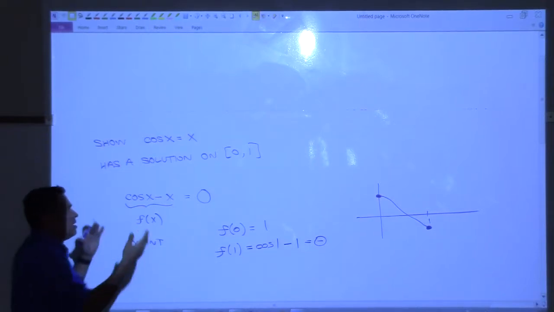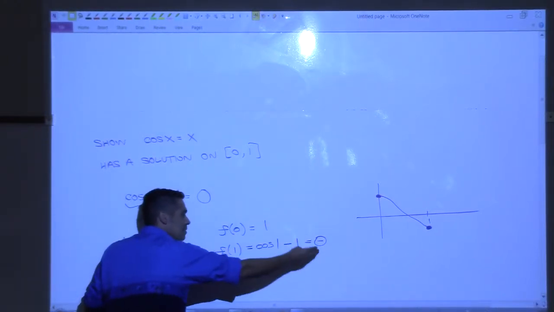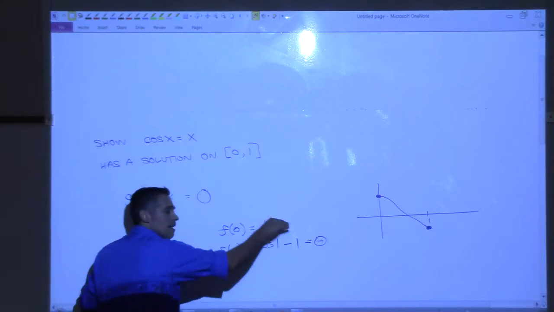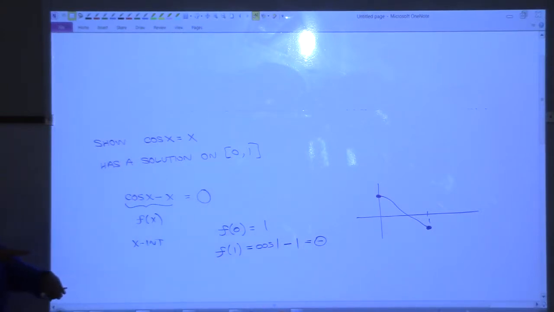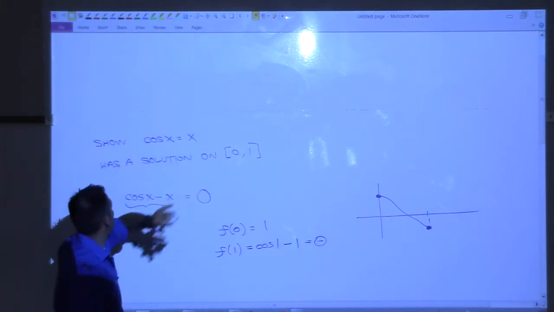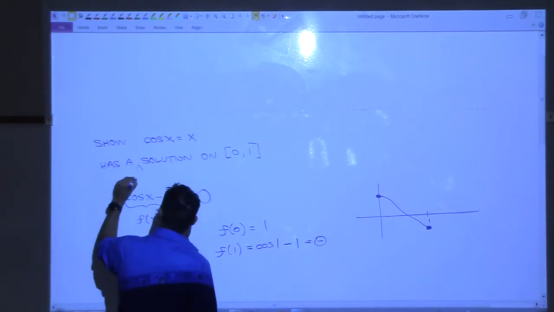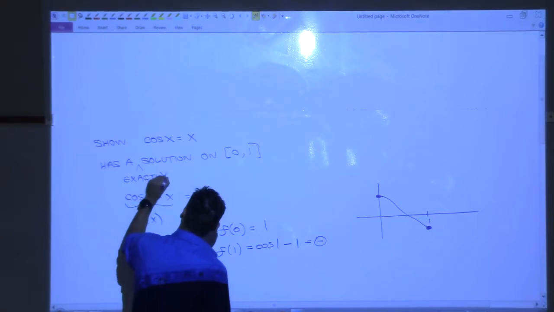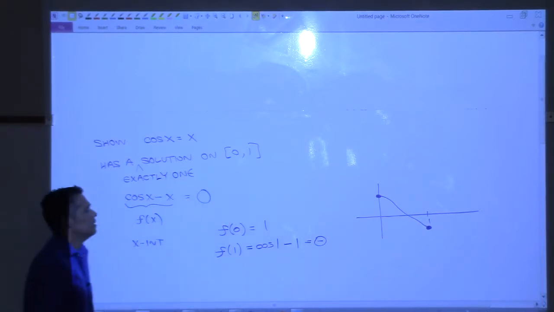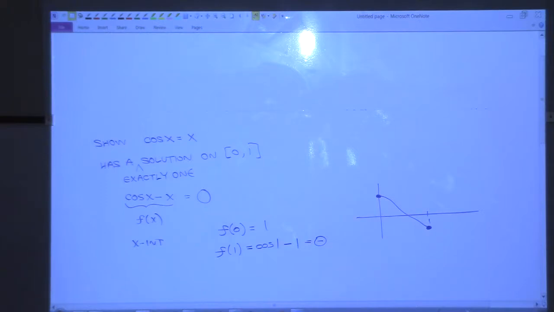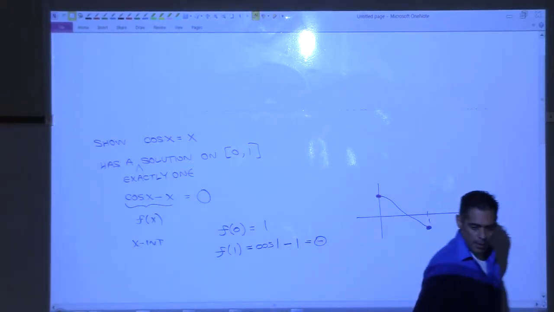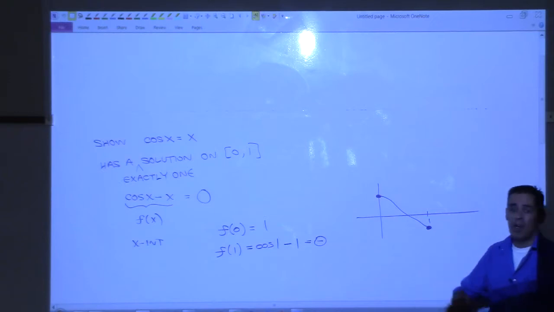And so all you had to do was use the intermediate value theorem, show that you went from positive to negative, or if it's a different function, maybe you go from negative to positive. Anytime you have that switch in signs, you know that you pass through 0. Okay, so I'm going to change this problem a little bit. I'm going to say, show that cosine x minus x has exactly one solution on that interval. Okay, I'm modifying the problem. I want us to show that it has just one answer.